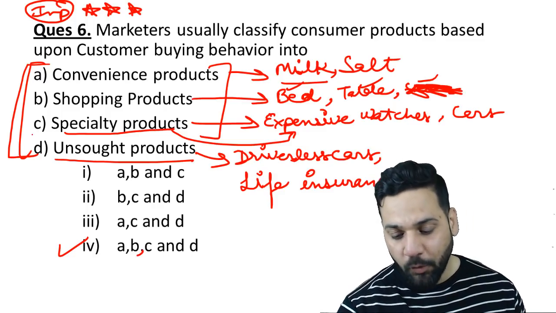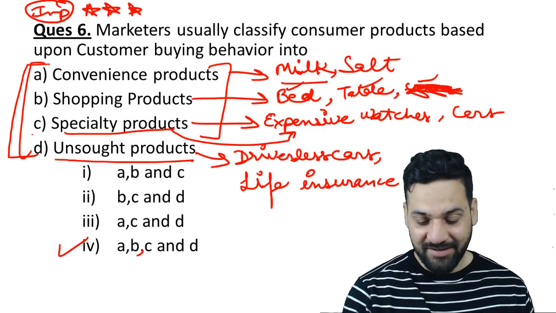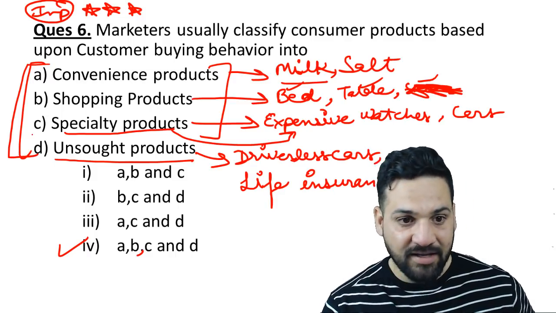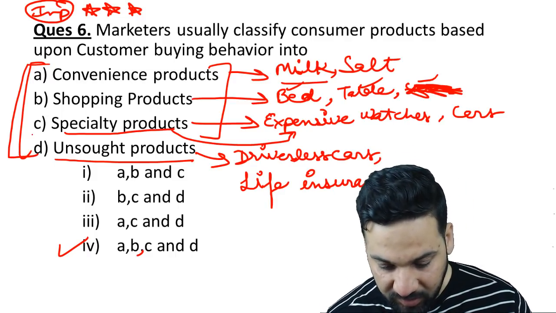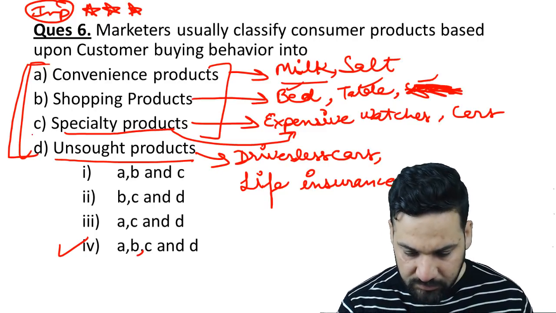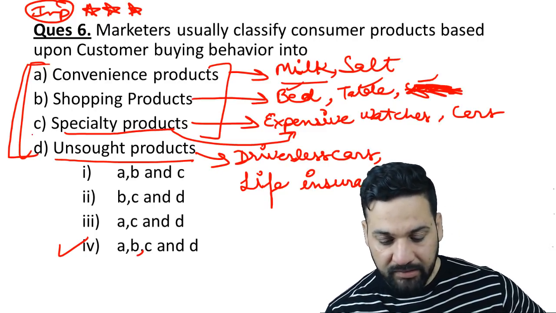Bore nahin kar raha hun, I hope. Nahin kar raha hun. It is unsought. It is not onsought. It's unsought, right?